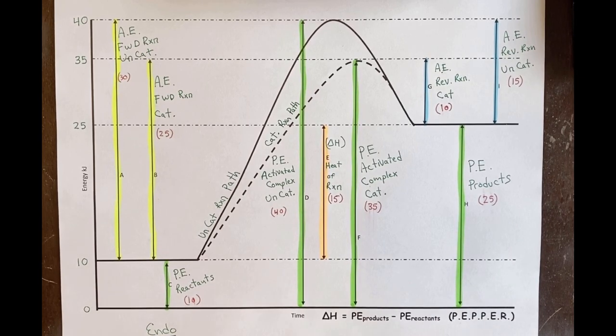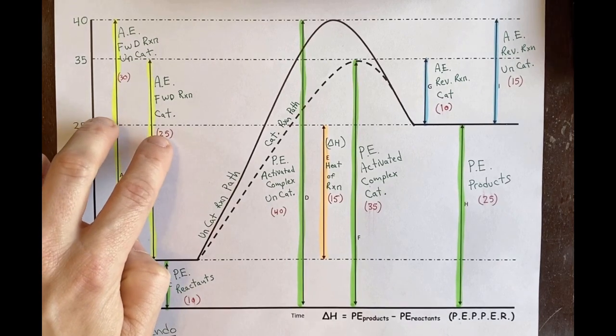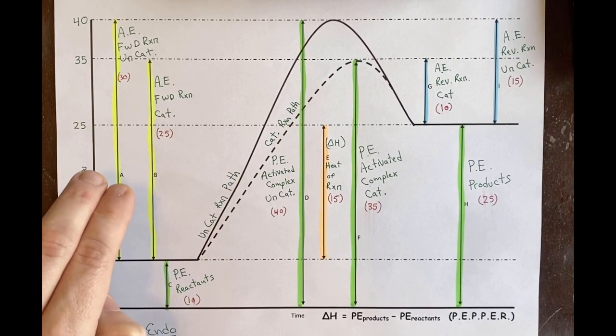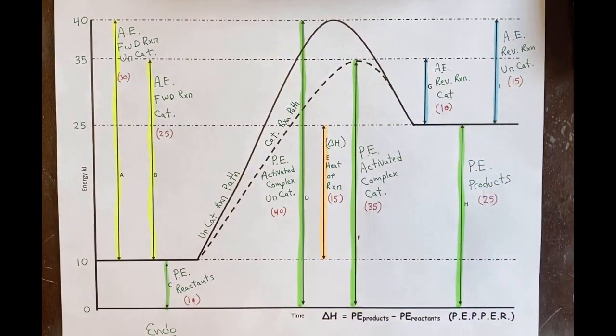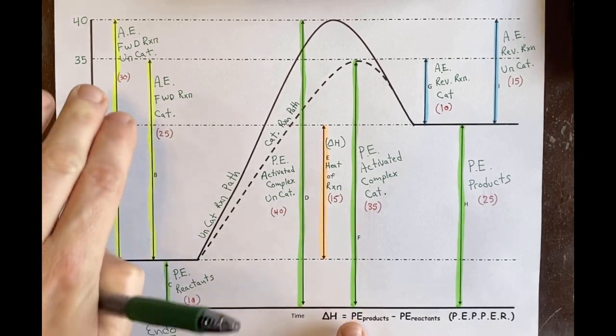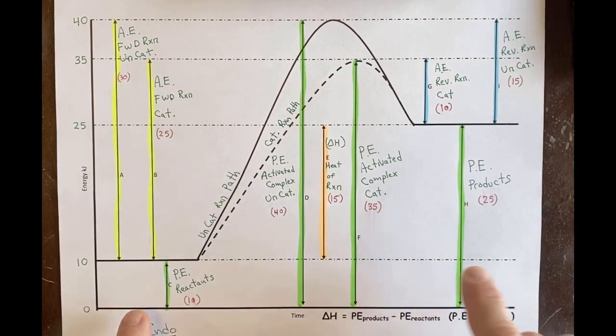Now, if you think about this in terms of learning these values and memorizing them, they're not that bad because the forward activation energies are really one thing because there's cat and uncat. The reverse are really just one thing, cat and uncat. The two activated complex potential energies are just cat and uncat. And so it's really 1, 2, 3, 4, 5, 6. There's 6 things to learn about this graph, and that's really it. And then they expand a little bit. So that is PE diagrams.